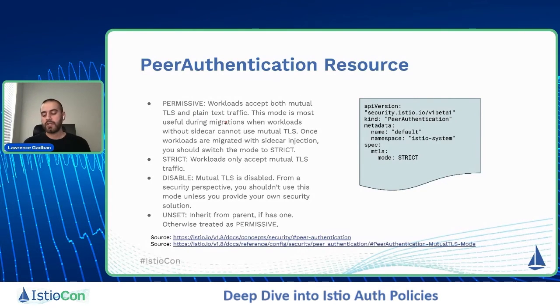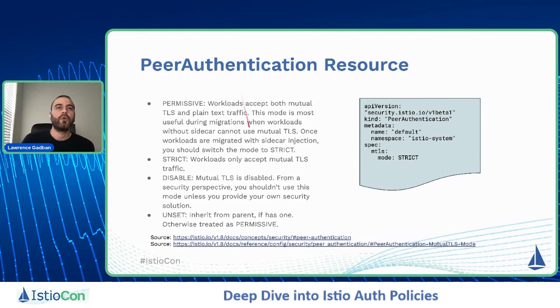Unless you're completely starting from scratch, more often than not, you're not going to be able to have every single workload get a sidecar. And so you're going to have some legacy clients left around. That's the value of permissive mode, where you can iteratively start migrating clients to have a sidecar, to participate in mutual TLS. Until you get every workload there, permissive mode allows that to happen.